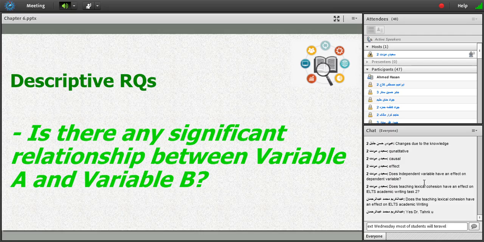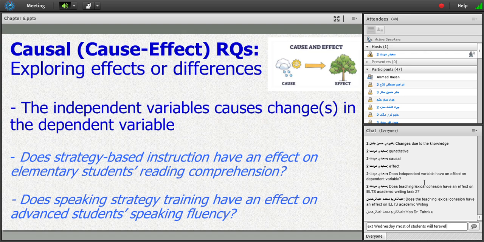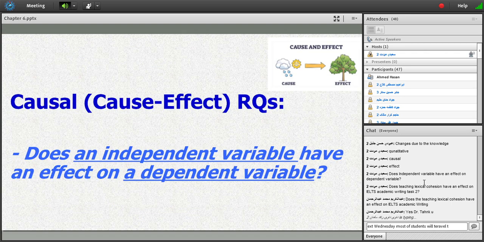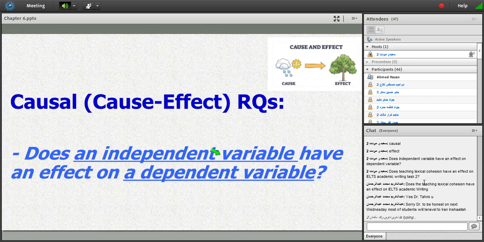Okay? Then the second type is causal. Causal is either the effect. The question is like this: does an independent variable have an effect on a dependent variable? So when we have a causal research question, the first variable is independent. The second one that is influenced is the dependent.